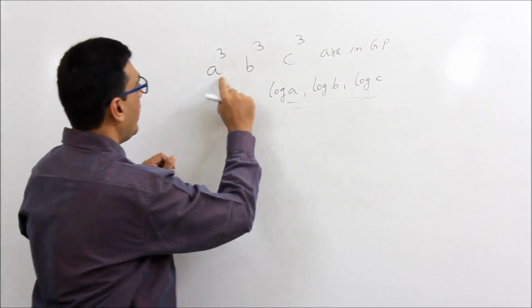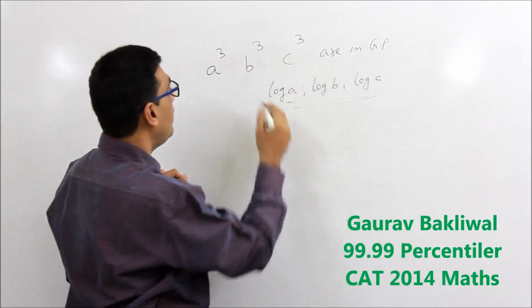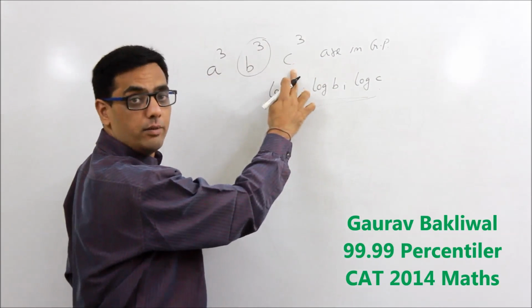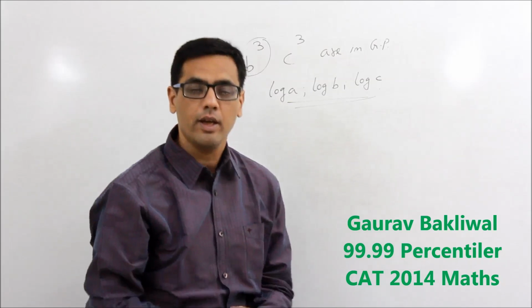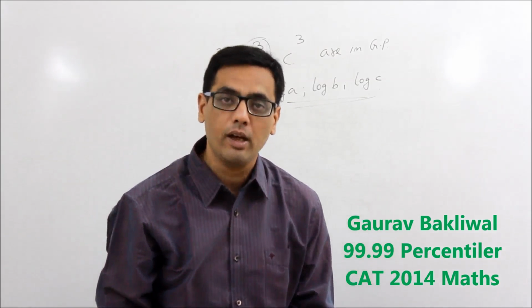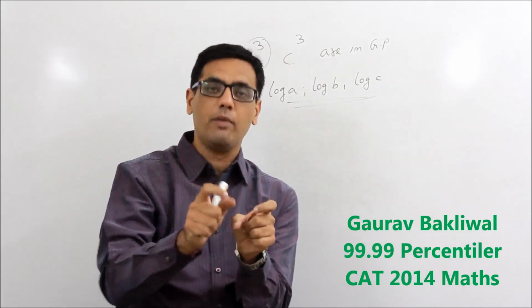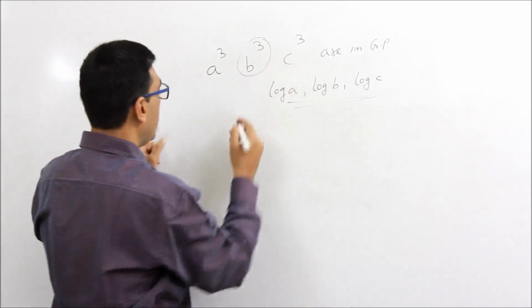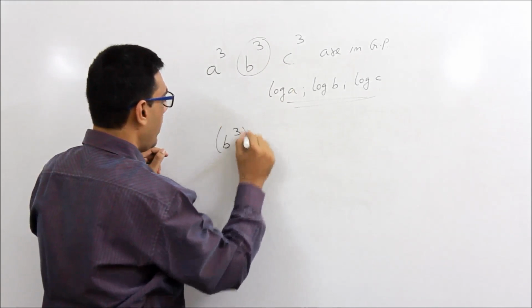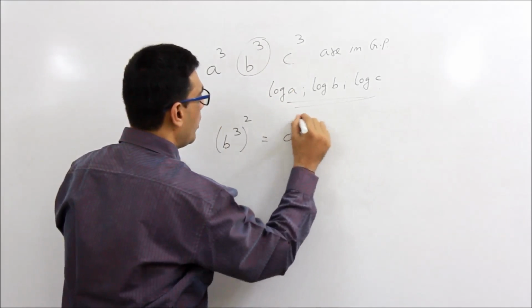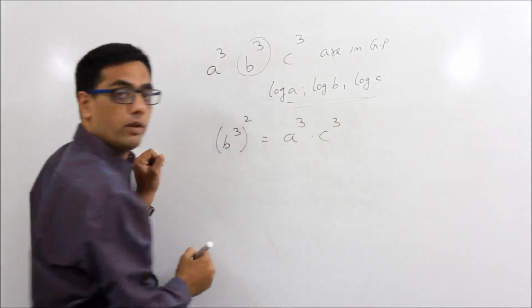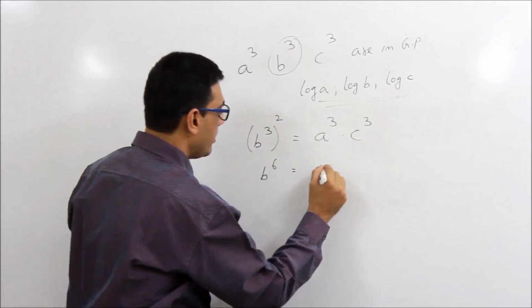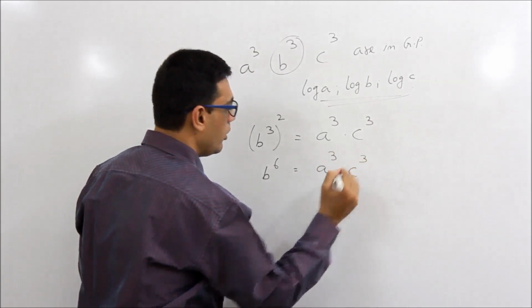So let's say A cube, B cube, C cube are in GP. It means that the square of the middle term should be equal to the product of the first and the last term. That is the meaning of three numbers being in GP. If the three numbers x, y, z are in GP, it means that y square, the middle number square, is equal to the product of the first and the third numbers. So we can write it as B cube square is equal to A cube into C cube. So B raised to power 6 is equal to A cube into C cube.